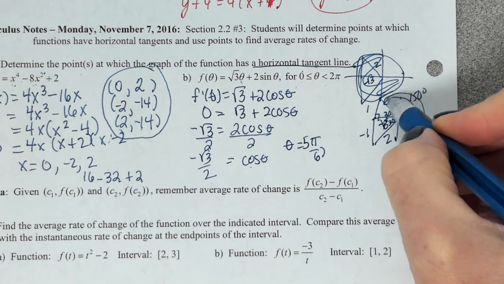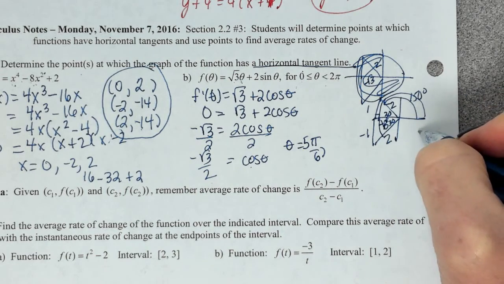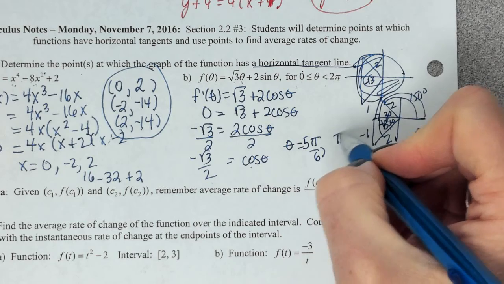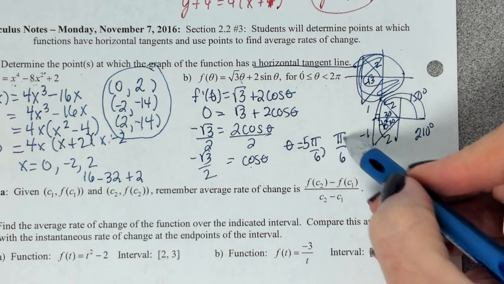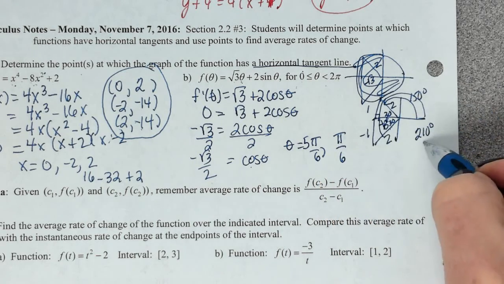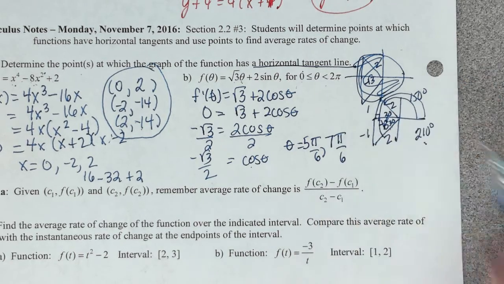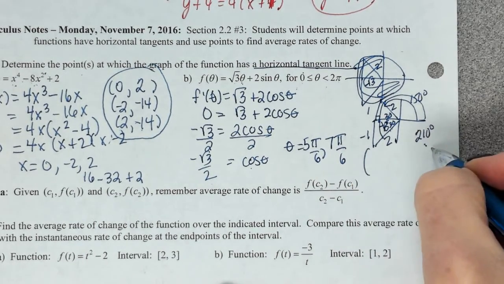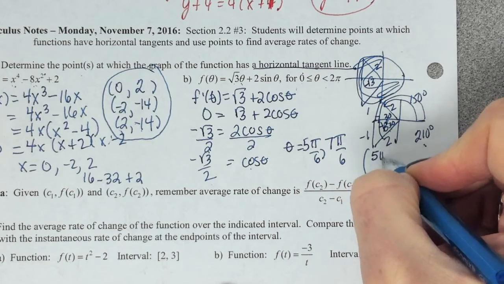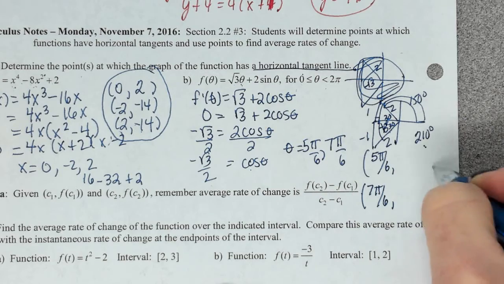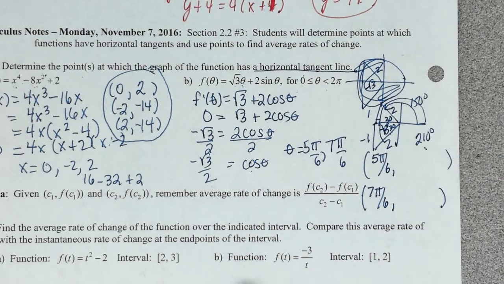This angle is going to be 180 plus 30. What's 180 plus 30? 210. It's a 30-degree reference, so it has to be something. This is 30. It has to be 30 times what would give us 210? 7. And so those are the two theta values. But we have to find the actual points. So one of my points, the x-coordinate or my theta coordinate, is 5 pi over 6. The other one, my x-coordinate, is 7 pi over 6.